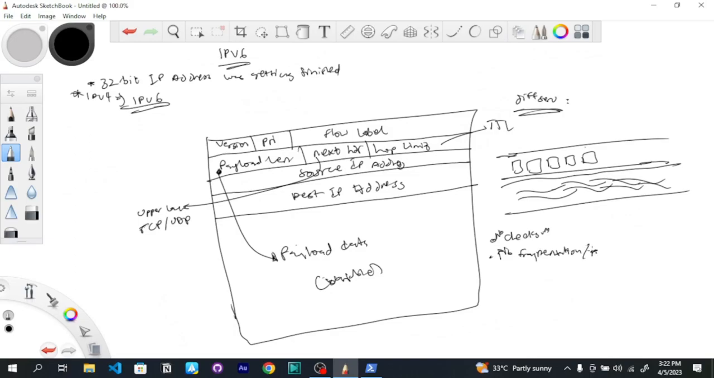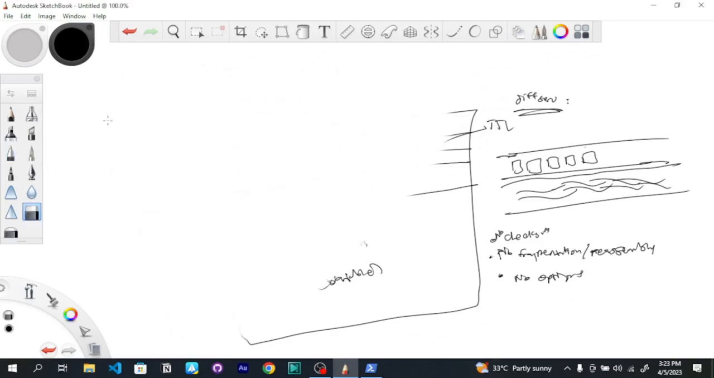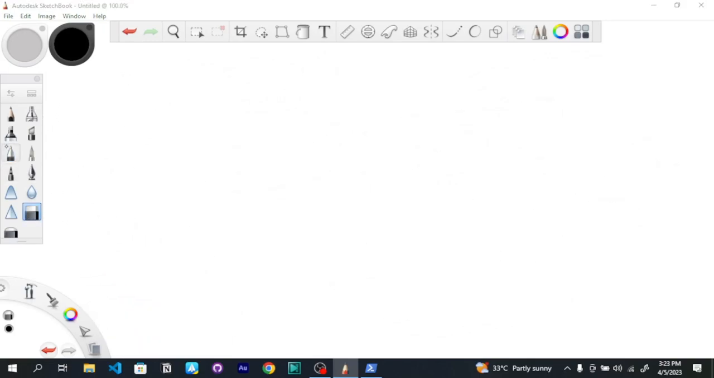And we are assembly bits. There's no option sealed. There's plenty of things that are missing. But that's the difference between the two.